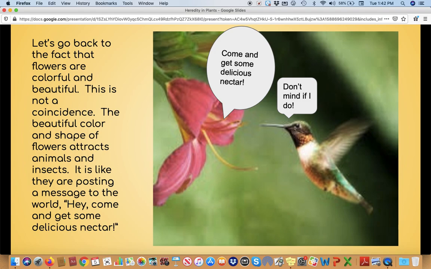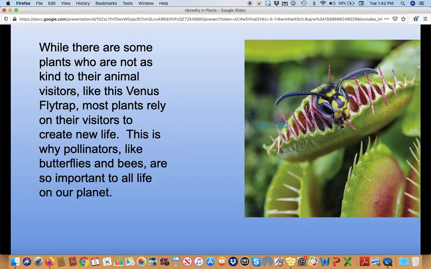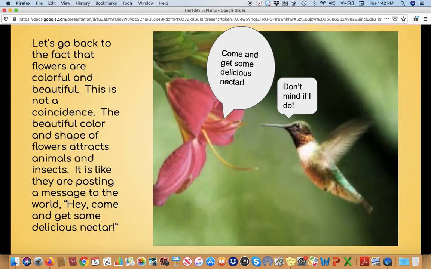Let's go back to the fact that flowers are colorful and beautiful. This is not a coincidence. The beautiful color and shape of flowers attracts animals and insects. It is like they are posting a message to the world. Hey, come and get some delicious nectar. And that's what the flower is saying, even though flowers don't talk. Come and get some delicious nectar. And the hummingbird says, don't mind if I do.